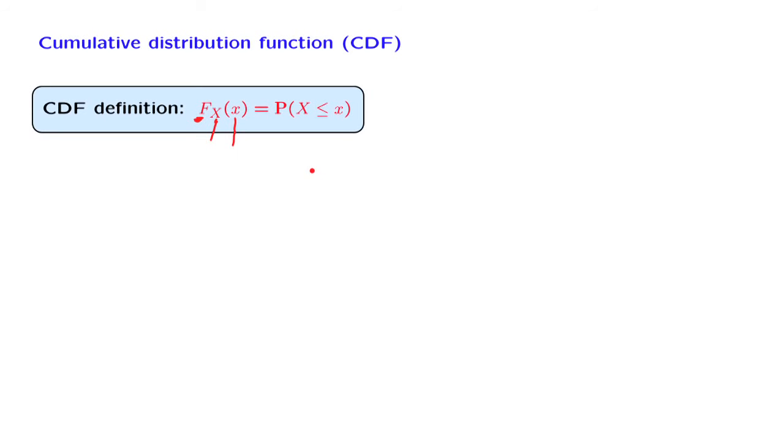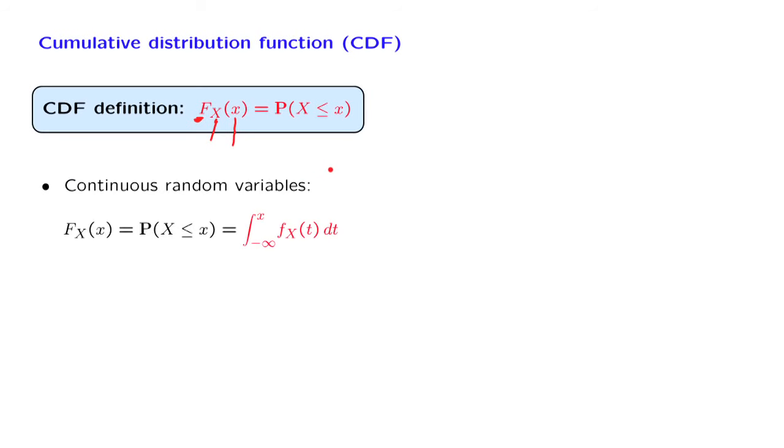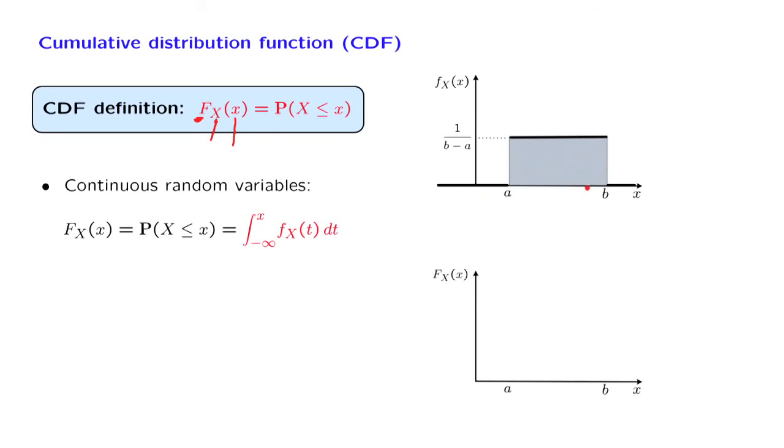So in particular, if x is a continuous random variable, the probability that x is less than or equal to a certain number is just the integral of the PDF over that range, from minus infinity up to that number. As a more concrete example, let us consider a uniform random variable that ranges between a and b, and let us try to plot the corresponding CDF.